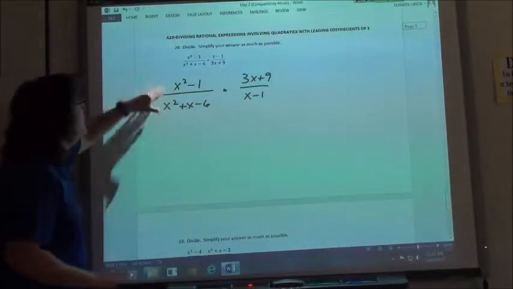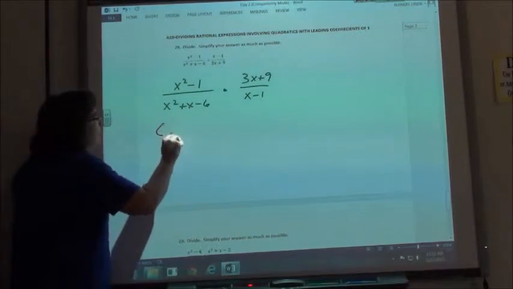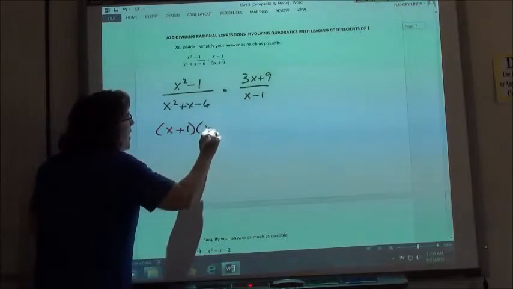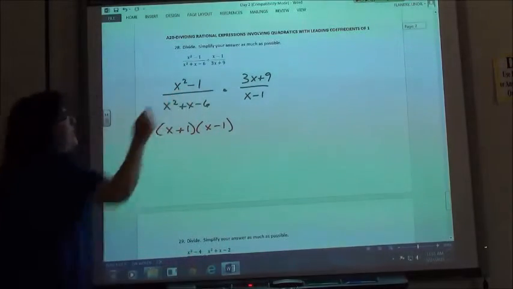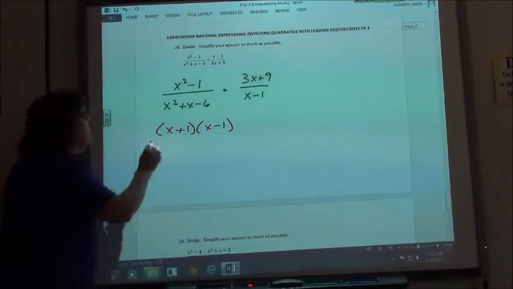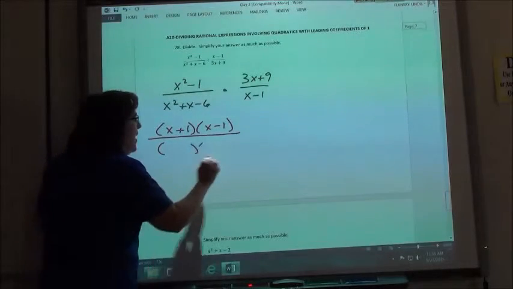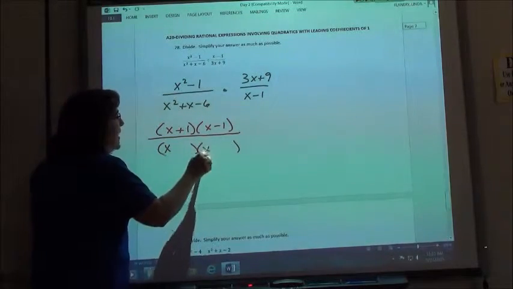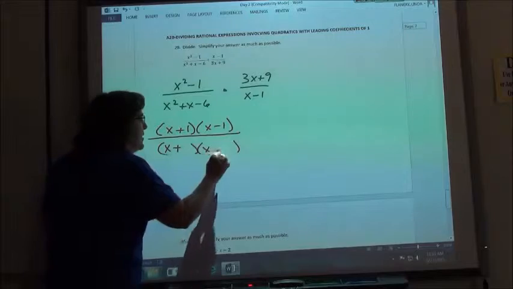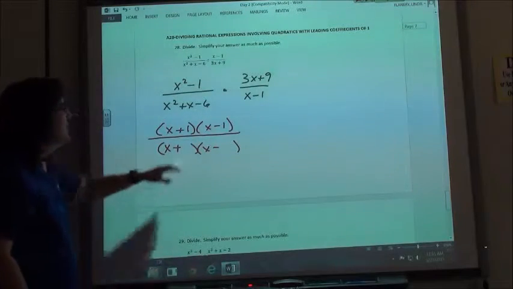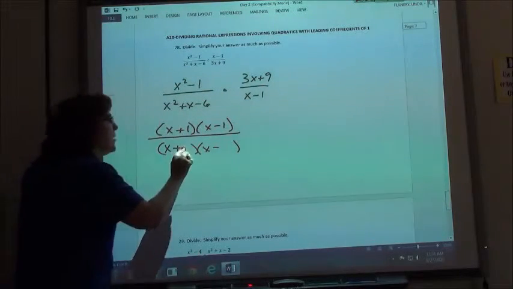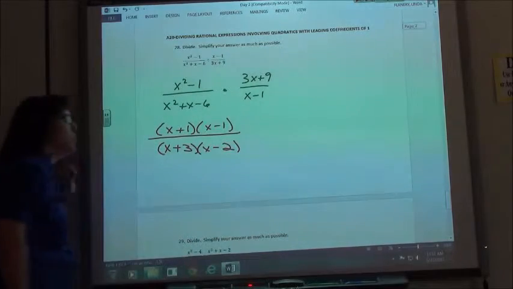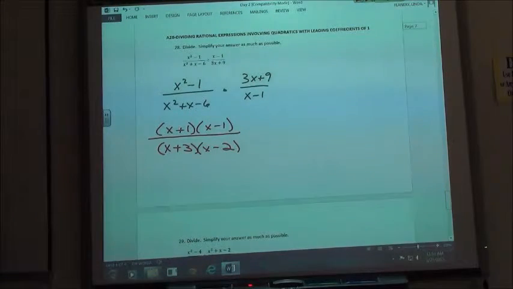out first. So factoring the top of that, I'm going to have x plus 1 and x minus 1, because I can see that's the difference of perfect squares. On the bottom, I'm going to factor that. X and x, since the end is a negative, a plus and a minus. Factors of 6, I want a positive 1, so I need a plus 3 and a minus 2. 3 minus 2 is plus 1.